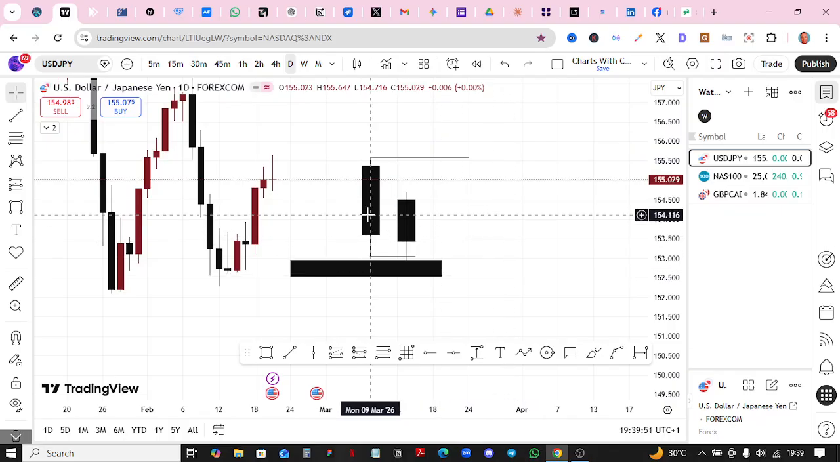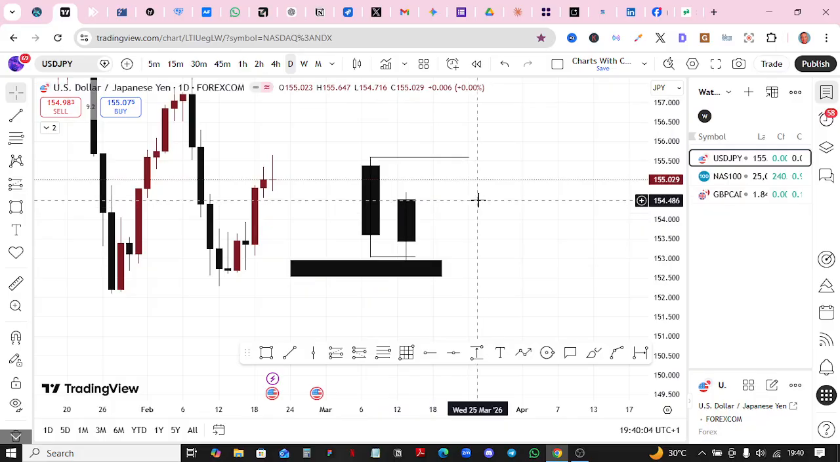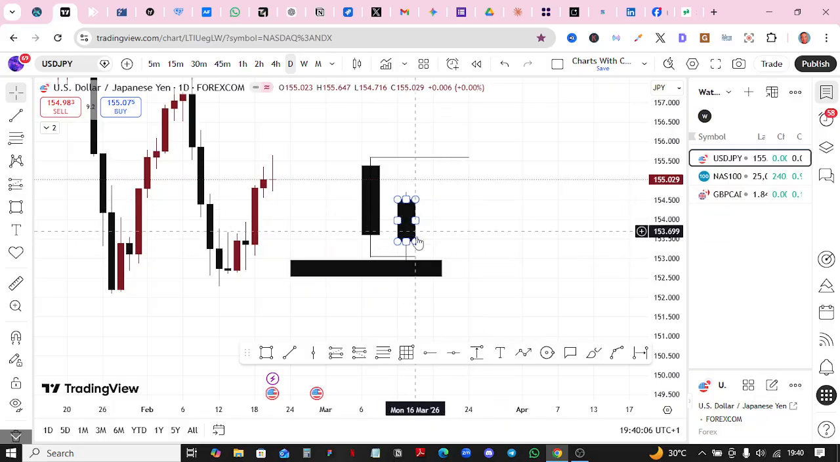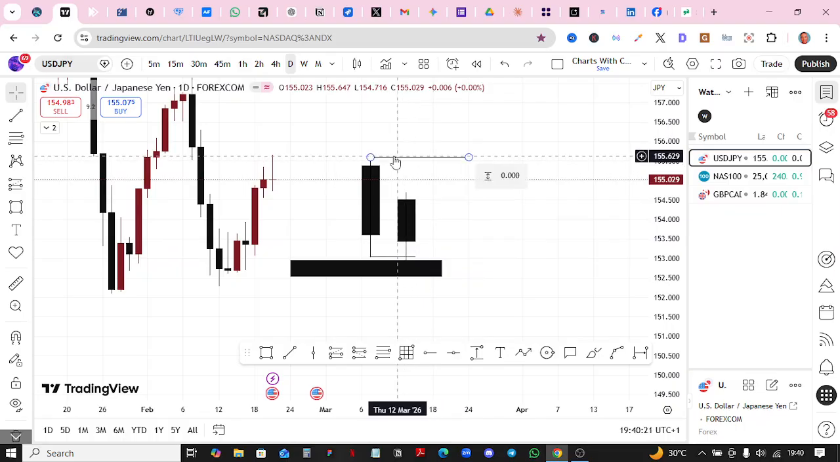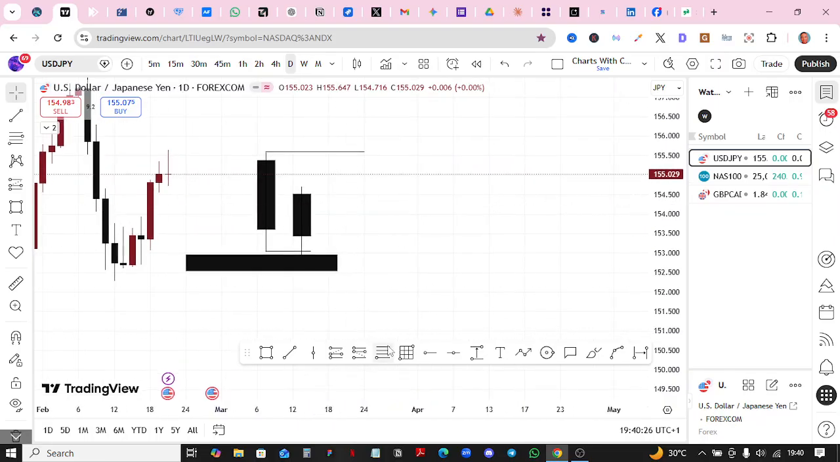So if you have a first bearish candle and a second bearish candle, and the second bearish candle sweeps the low of the first bearish candle and closes above it, right? For a bearish candle, this is the open and this is the close. So if this candle closes above this sweep, then this will be the next target, right?